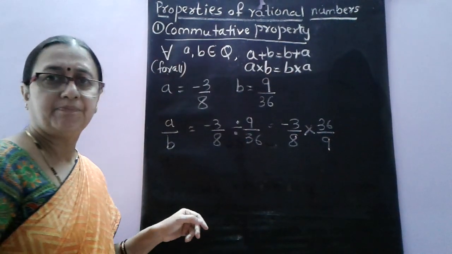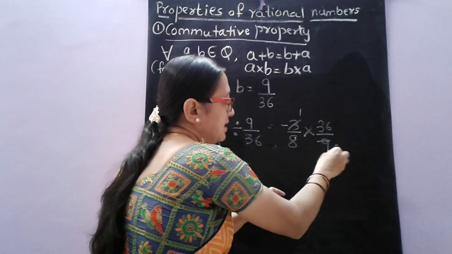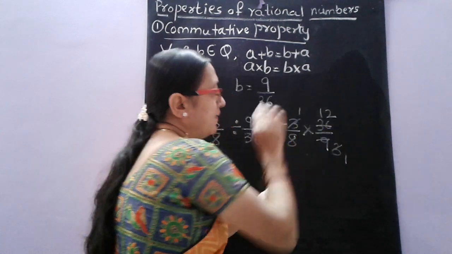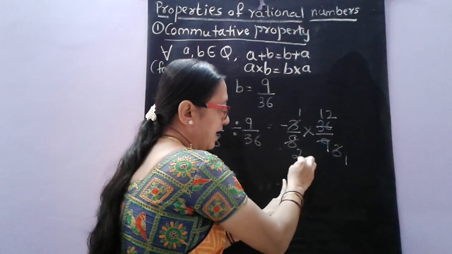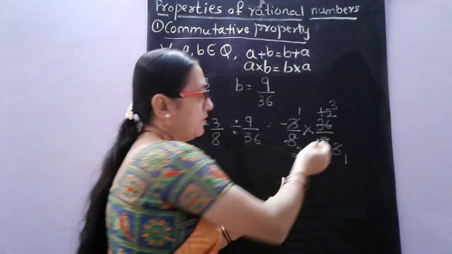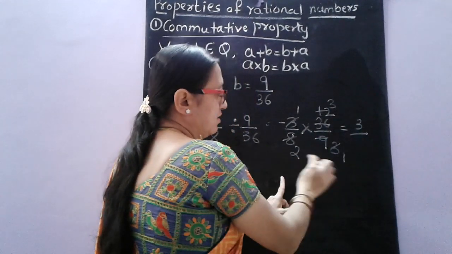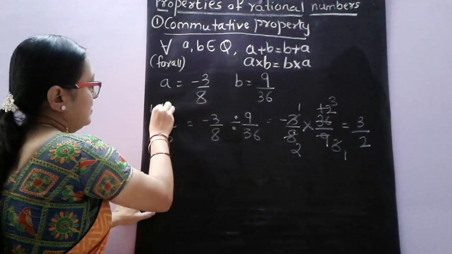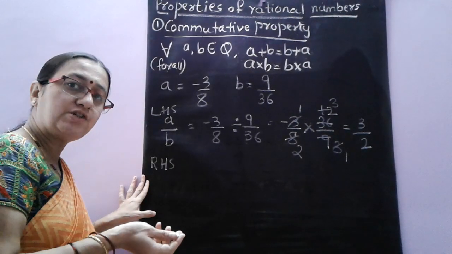Reciprocal the second one. Now can we cancel here? 3 ones are 3. 3 threes are 9. 3 ones are 3. 3 12s are 36. We can cancel it again. 4 2s are 8, 4 3s are 12. Now we cannot cancel more. Okay. This is equal to 3 1s are 3 by 2 1s are 2. Now this is left hand side, LHS. Similarly try for RHS. What will be RHS?